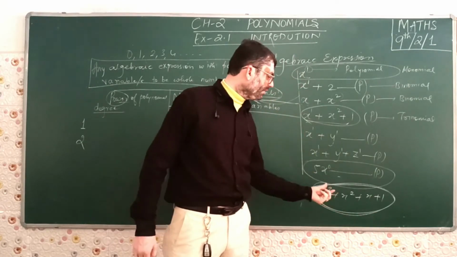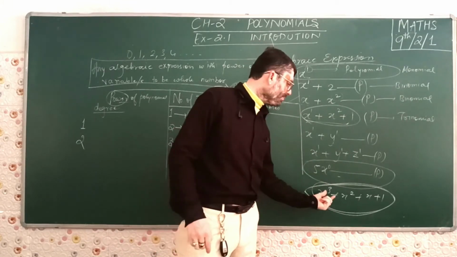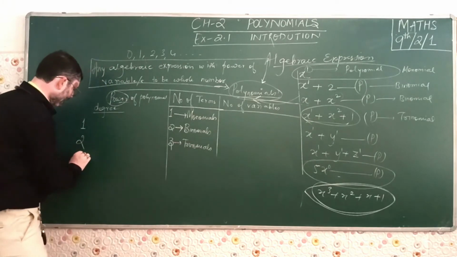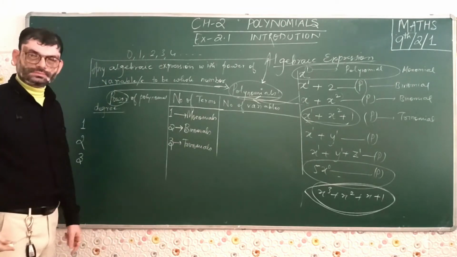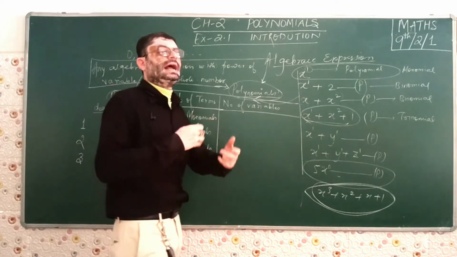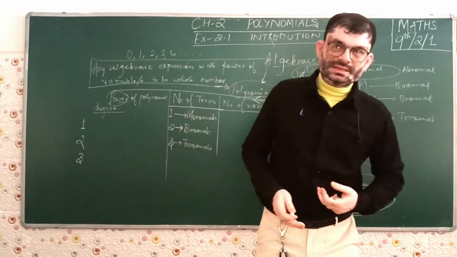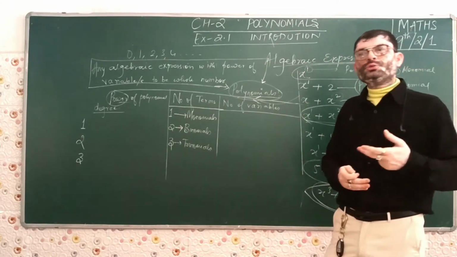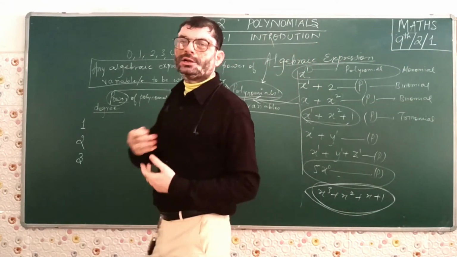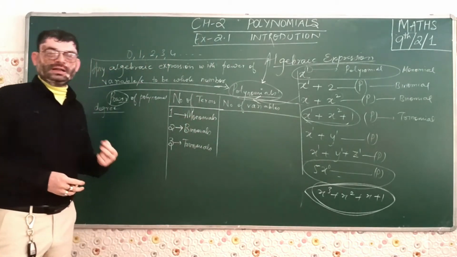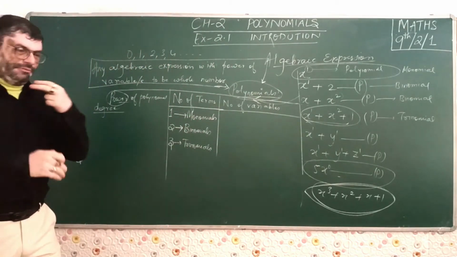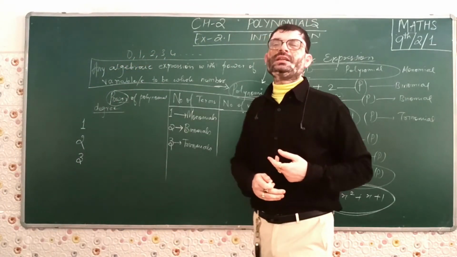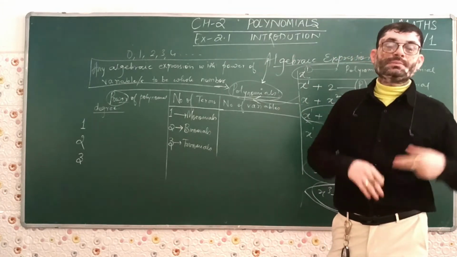The highest power of x is 3, so we consider the degree of that polynomial to be 3, and so on. It can be of degree 4, degree 5, degree 6. So a polynomial can take a degree of 1, 2, 3, 4, 5 and so on. But when it is of degree 1, again it has a special name. When it is of degree 2, it has again a special name. When it is of degree 3, it has again a special name. So what are the names?